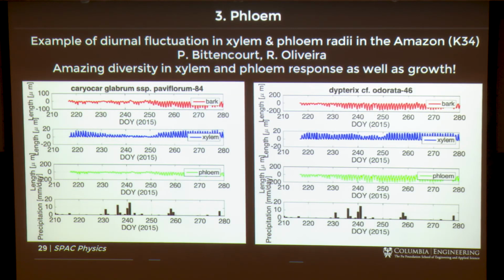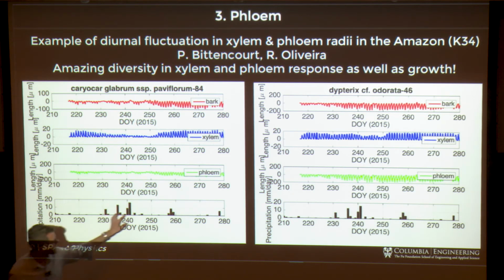When we start thinking about the phloem, those are some nice results by Paolo Bittencourt, with Rafael Oliveira, who's in the room here. He had some nice measurements of the xylem swelling during the day and also the phloem swelling during the day in Manaus, or near Manaus at K34. So that's a tower in the middle of the Amazon. And those are for two different species here, as a function of time, after a couple of rain events depicted in black here.